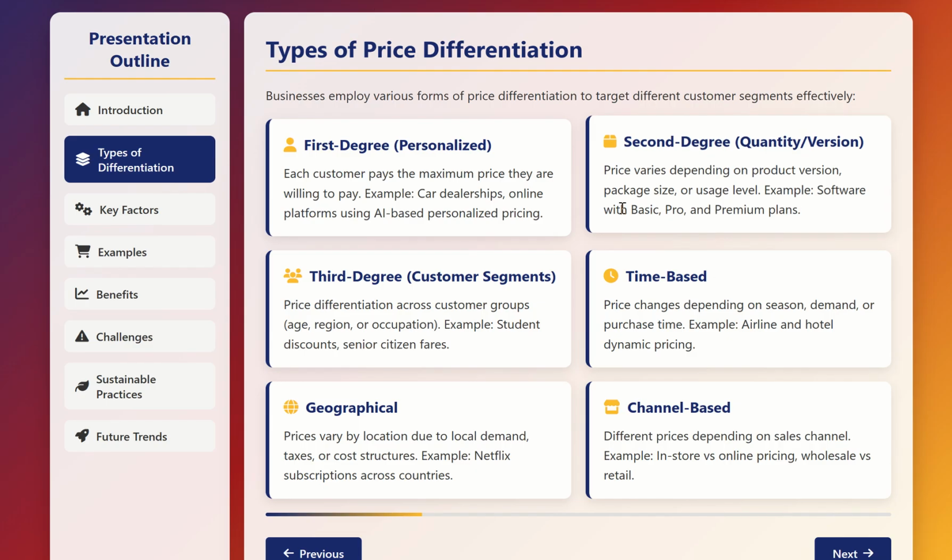We have the last type we can differentiate your products, called channel based. Different prices depend on the sales channel. For example, when you are selling in store, the price will not be the same as when you're selling online. Or if you are doing wholesale, it will not be the same as retail. In most cases, wholesale means you give an allowance. If you buy more than 10, the price will be like this. If you buy less than 10, the price will be like this.